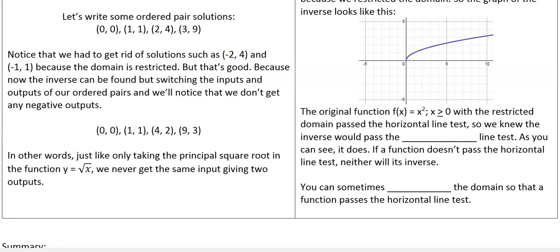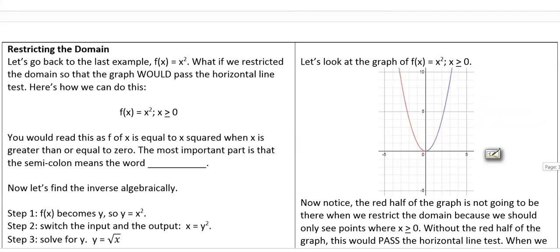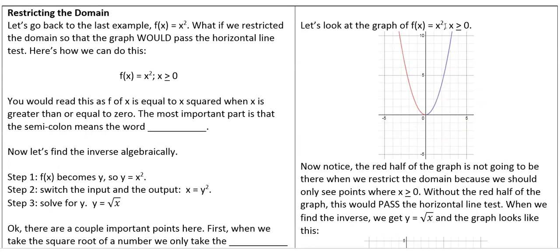Let's take a look at what the graphs look like, and that'll help illustrate this even further. So let's look at the graph of f(x) equals x squared when x is greater than or equal to 0. Well, this is what the graph of f(x) equals x squared looks like. But what part are we going to get rid of? We're going to get rid of this red part. Why? Because this side of the graph is x less than 0. We only want the side of the graph where x is greater than or equal to 0, which is the purple half of our graph.